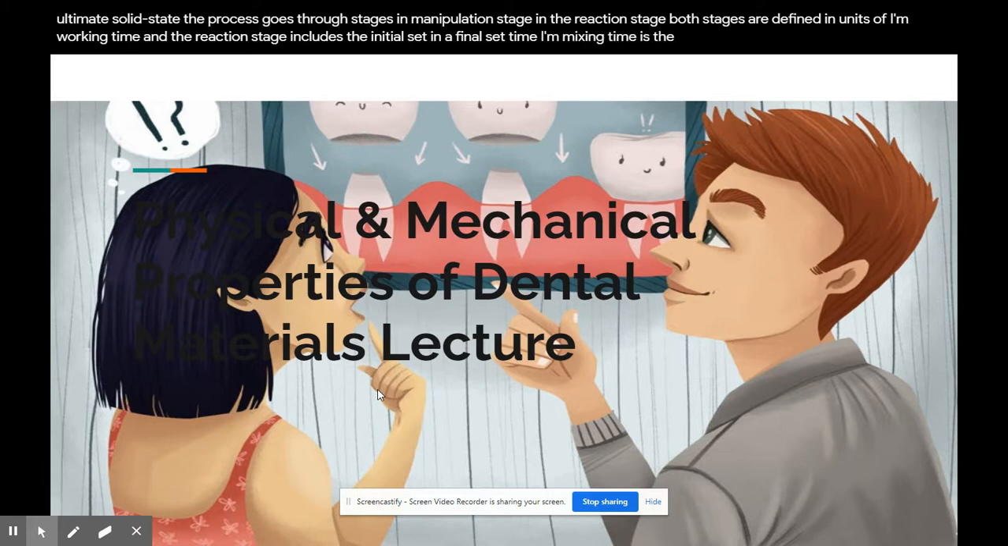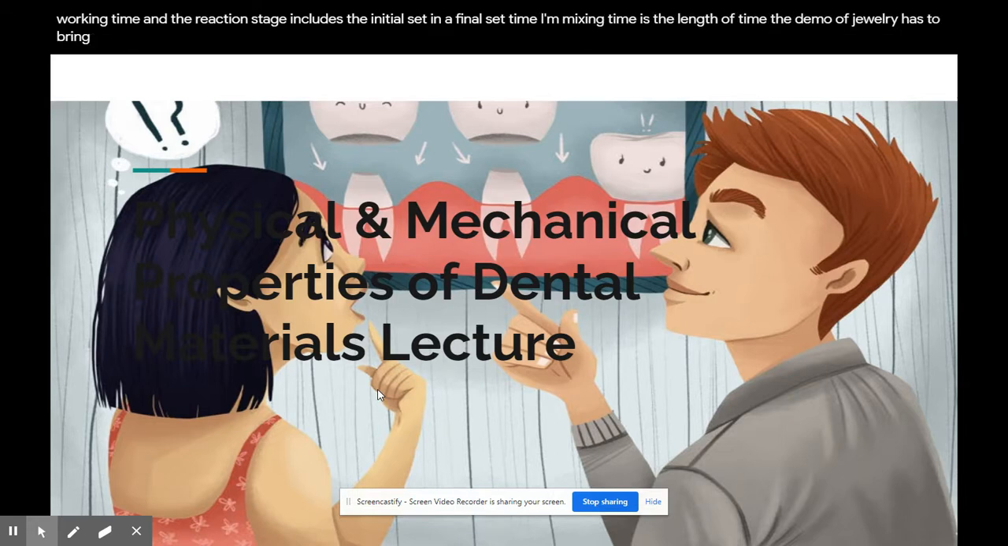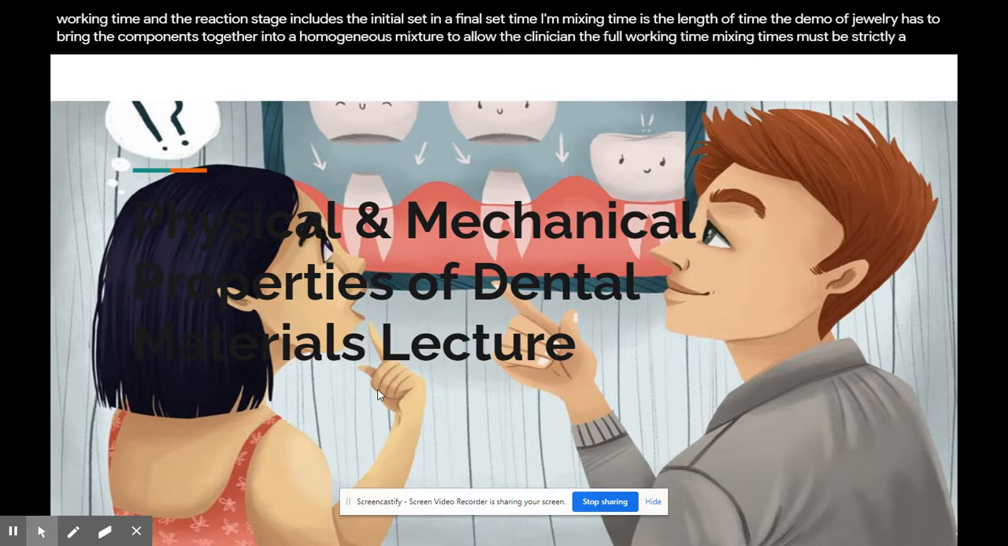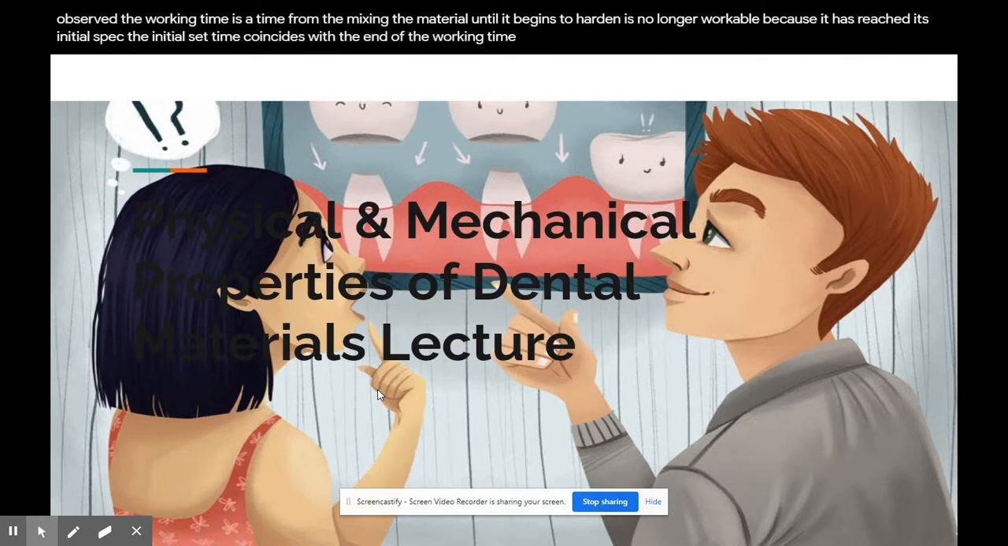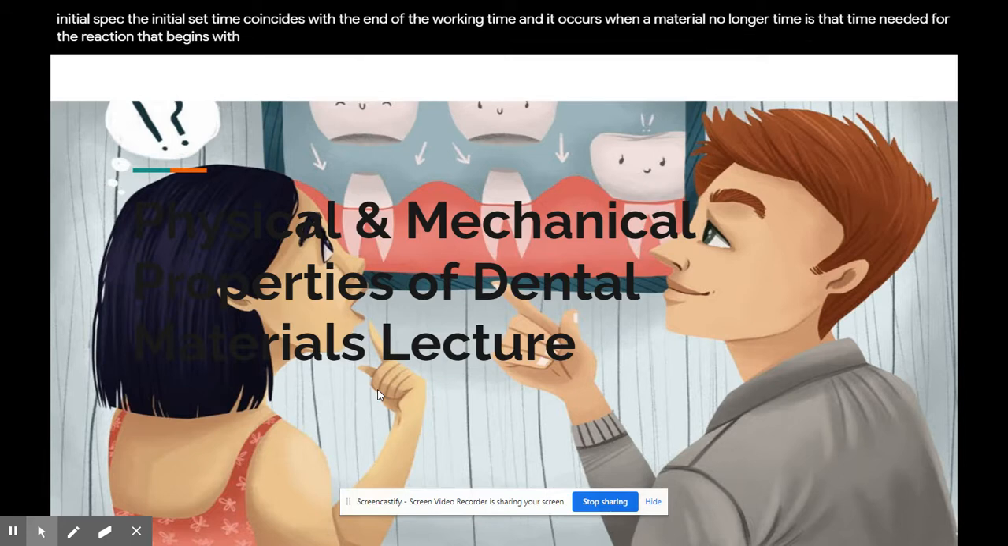Mixing time is the length of time the dental auxiliary has to bring the components together into a homogeneous mix. To allow the clinician the full working time, mixing times must be strictly observed. The working time is the time from the mixing of the material until it begins to harden and is no longer workable because it has reached its initial set. The initial set time coincides with the end of the working time, and it occurs when the material no longer can be manipulated in the mouth. The final set time is that time needed for the reaction that begins when the material is mixed to go to completion and the material hardens in its permanent state.